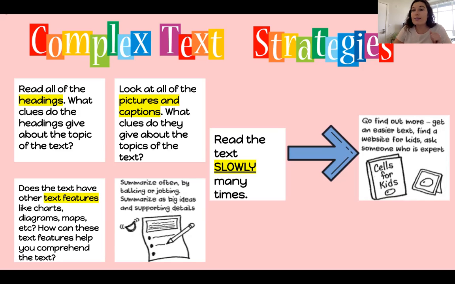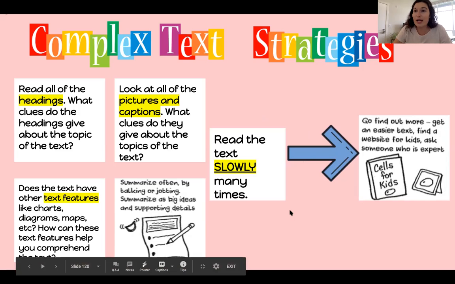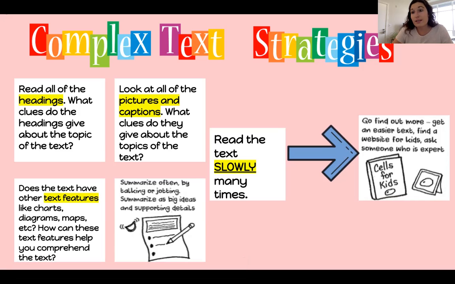Now, if you try these different strategies and you are still feeling stuck and confused, then it's time, like this arrow shows here, to go find out more. That could be getting an easier text, as it may just be too challenging of a text for you, or find a website for kids, ask someone who is an expert. So this would be the point that if you've tried these different strategies and you're still stuck, this is a time where you might have to just choose a different resource or talk to an adult that is with you or talk to one of your teachers for help.